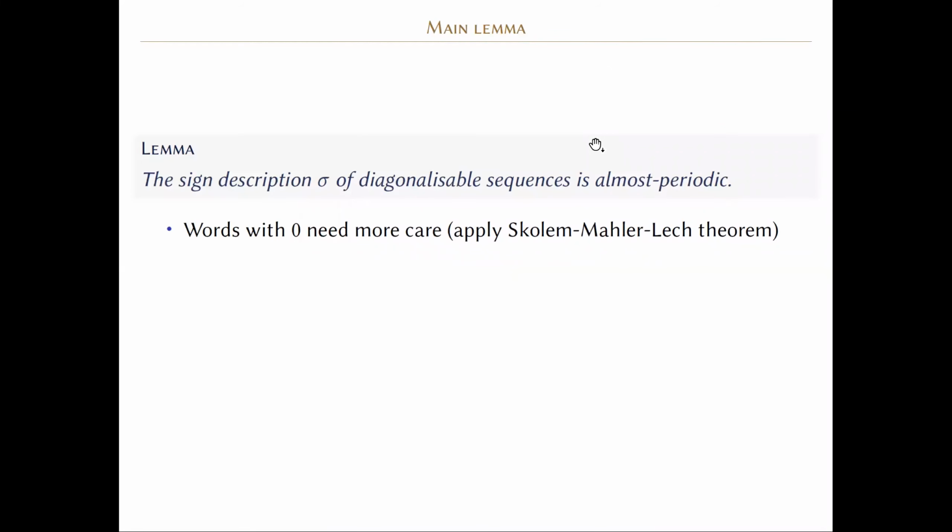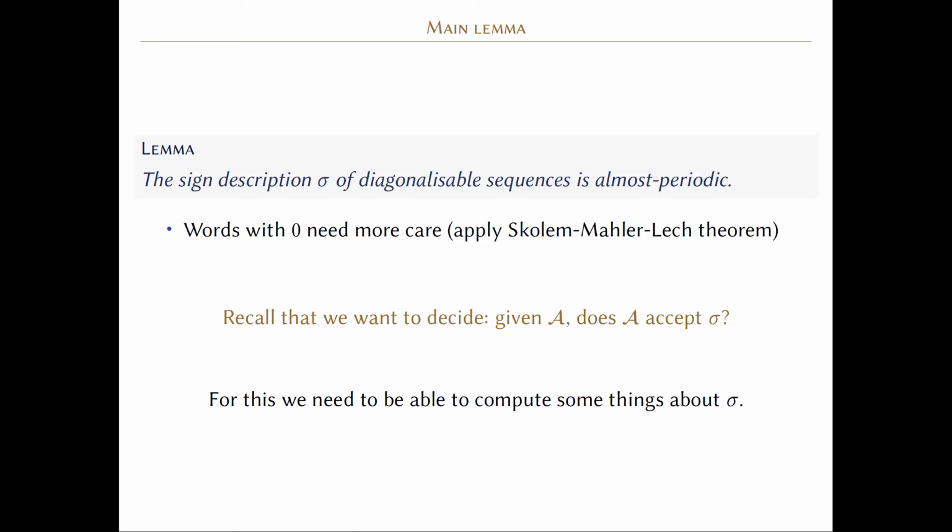So what I just showed was that the letter plus occurs within a bounded window of time, but this is true in general for any finite pattern in the sign pattern of a diagonalizable sequence. If we have zeros in the pattern, of course we have to be a bit more careful, because the retraction of an open set in this case is not going to be open. But here we can use the Skolem-Mahler-Lech theorem, which tells us exactly where the zeros are.